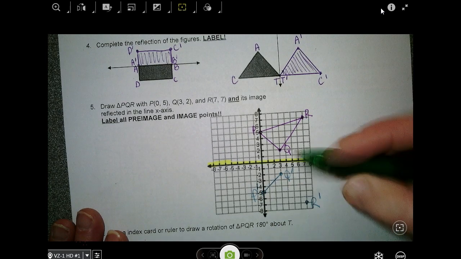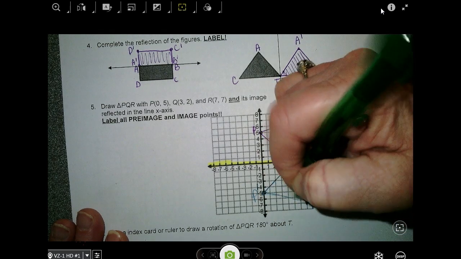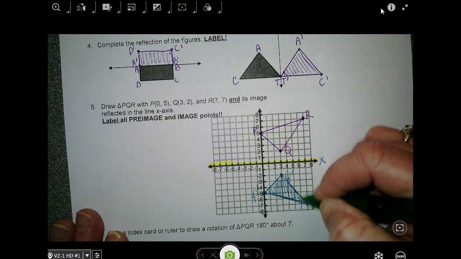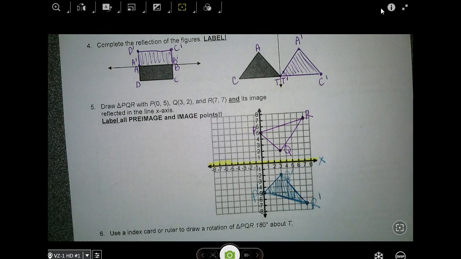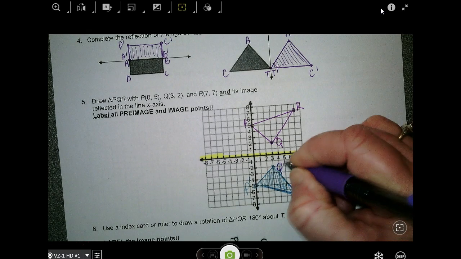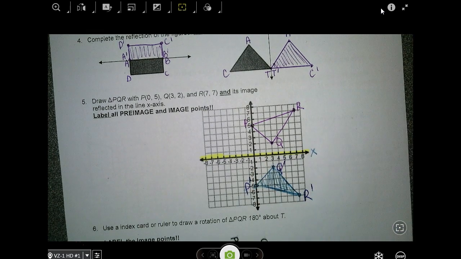And this was not the pen I wanted, but it will do. Okay. You don't have to color it in, I just did so you can see it a little better. Make sure you have your notation on there, your prime notation, and the labels. They will count on the quiz.